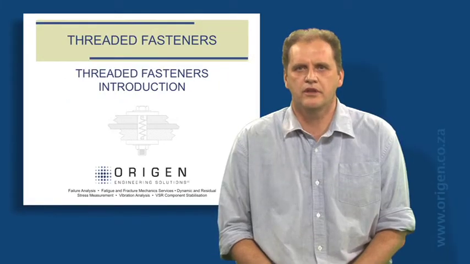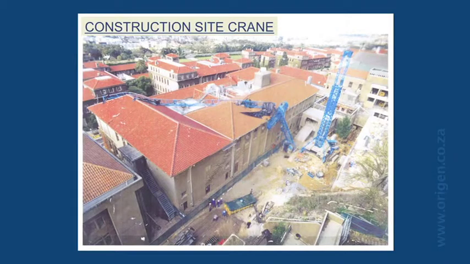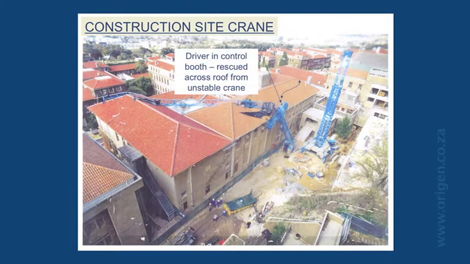Our final example involves a tower crane on a construction site. In the middle of the afternoon, after working satisfactorily for a number of weeks, the boom and cab of the crane detached from the tower and toppled backwards, landing on the roofs of adjacent buildings across which the injured and badly shaken driver was rescued.